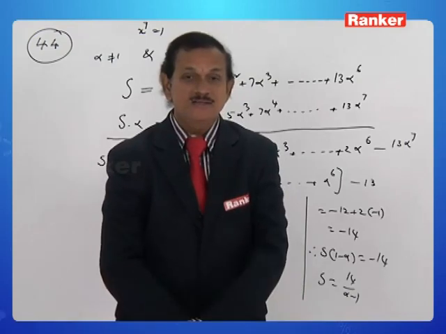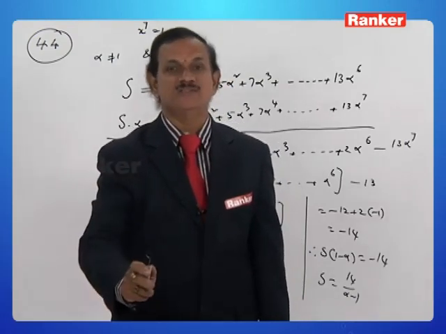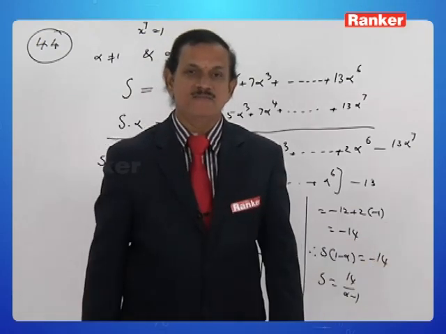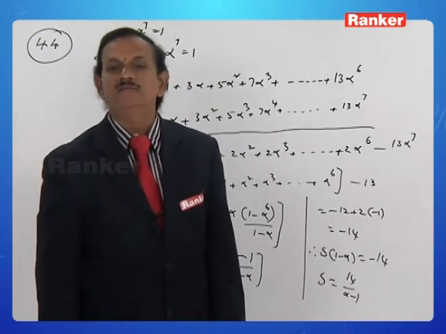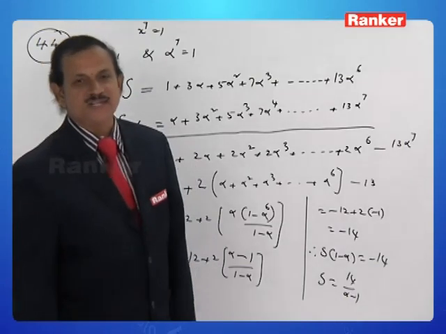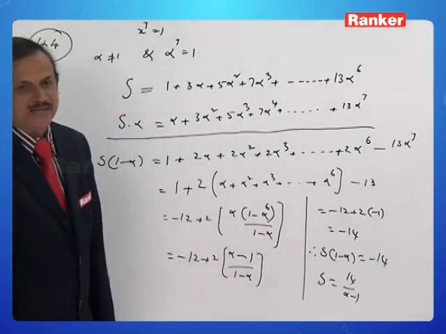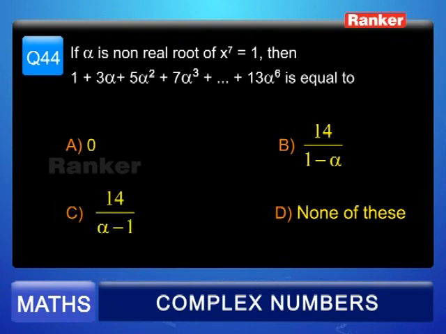How can you get that? S is there. You must be able to have alpha into S. By subtracting one from the other, you will be getting S into 1 minus alpha. Yes. By looking at the options, you will be getting the idea. Hence, the right answer is 14 by alpha minus 1. Option C is the right answer.